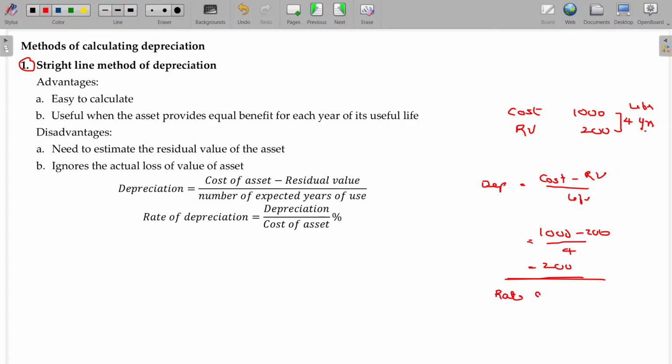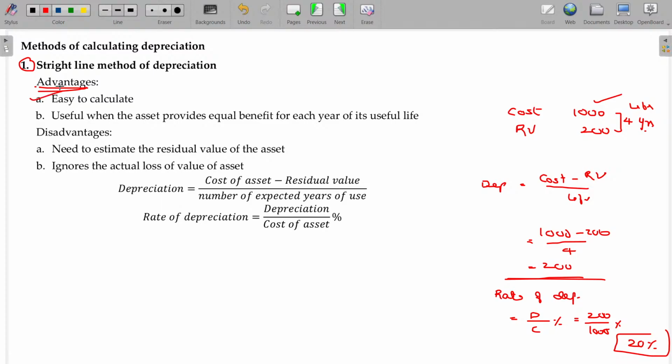In case of rate of depreciation, you can calculate this way: depreciation divided by cost into 100. So depreciation being 200, the cost of the asset being 1000. So 200 by 1000 means this value being 20%. 20% will be the rate of depreciation. Is that clear? And what are the advantages we have in case of straight line method of depreciation?